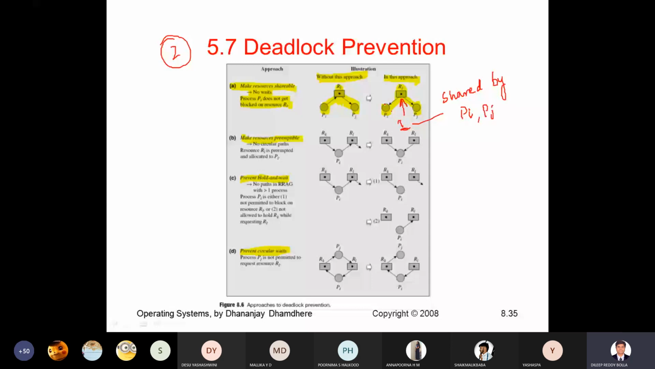So that's the first technique. First technique is what? By using the technique of shareable. If you make this resource shareable, then the first problem is solved. All right. The first problem is solved. Now look at second one.